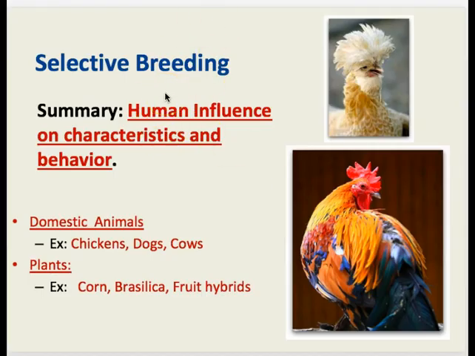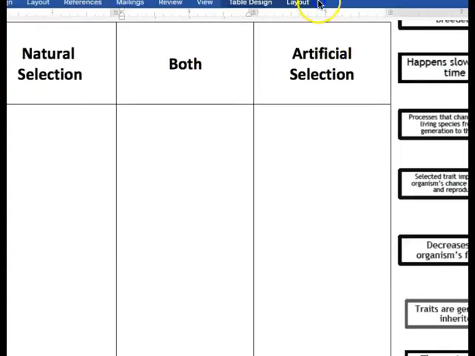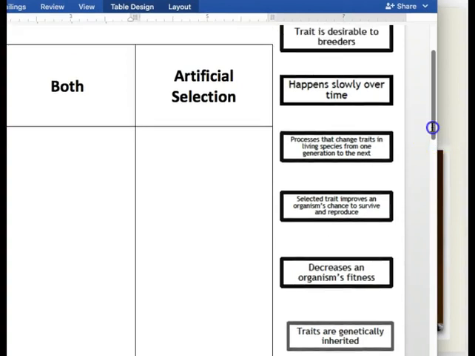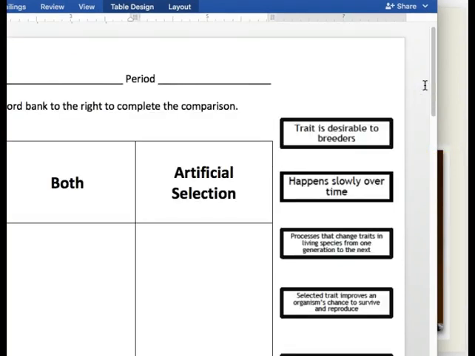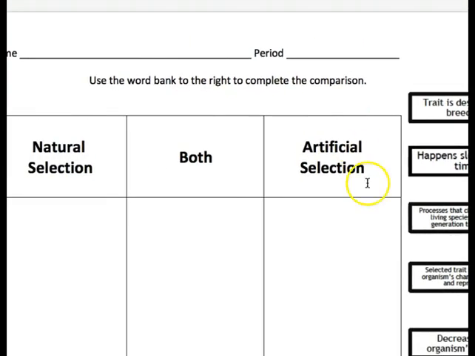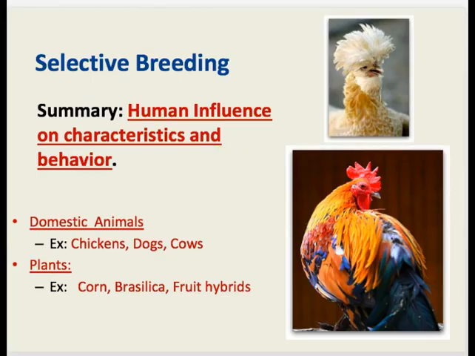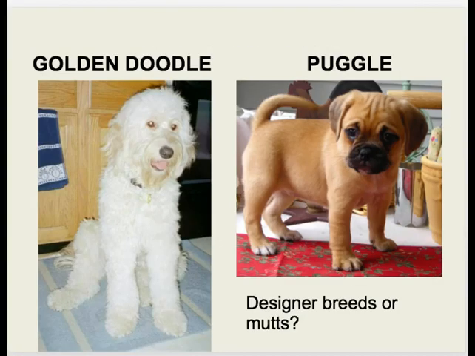Selective breeding, artificial selection, is about human influence on behavior, and that is going to be another one of ours that we need to fill in. And that is going to be traits desirable to breeders. Breeders are the humans. If you want to change breeder to human, that's fine, but that does go here underneath artificial selection. Artificial selection is also much faster than natural selection.